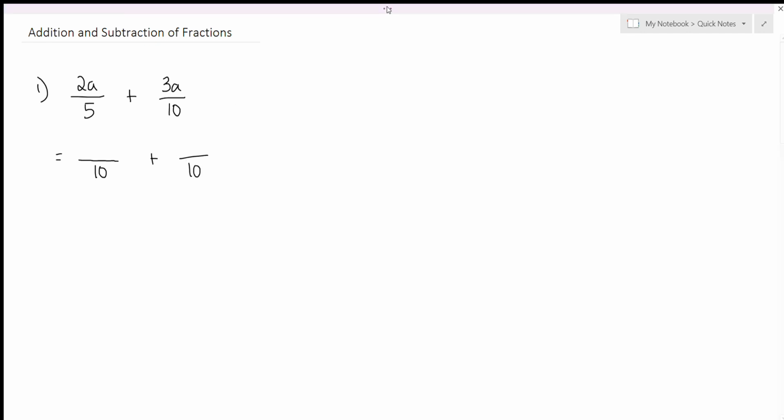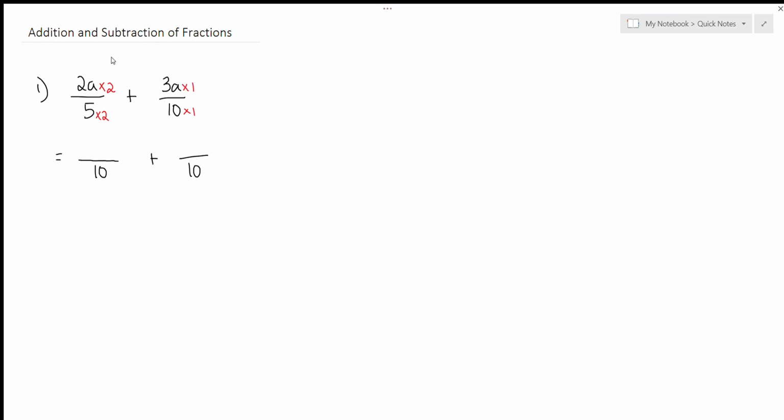So we're going to start off on the left-hand side of this, which is 5 times what would give me 10? 5 times 2. And whatever you do to your denominator, you've got to do to your numerator. So I've got to multiply my numerator by 2. On the right-hand side here, I have 10 times what would give me 10, and it's 10 times 1. So I'll therefore multiply the top by 1.